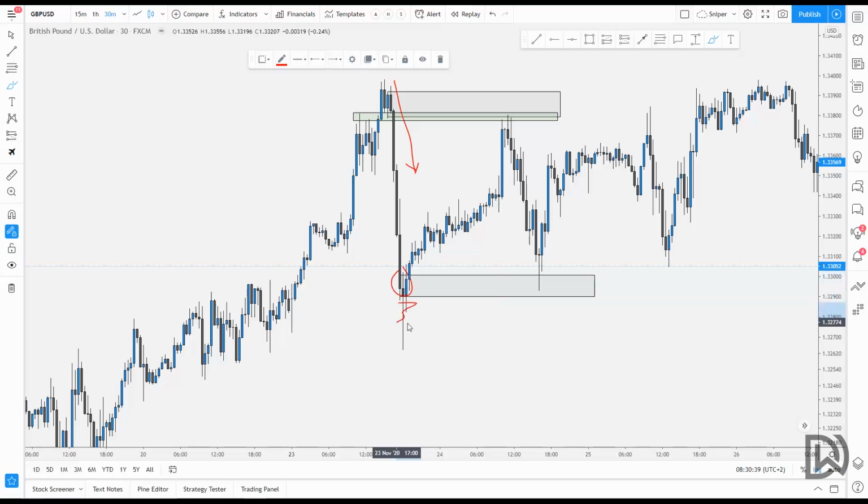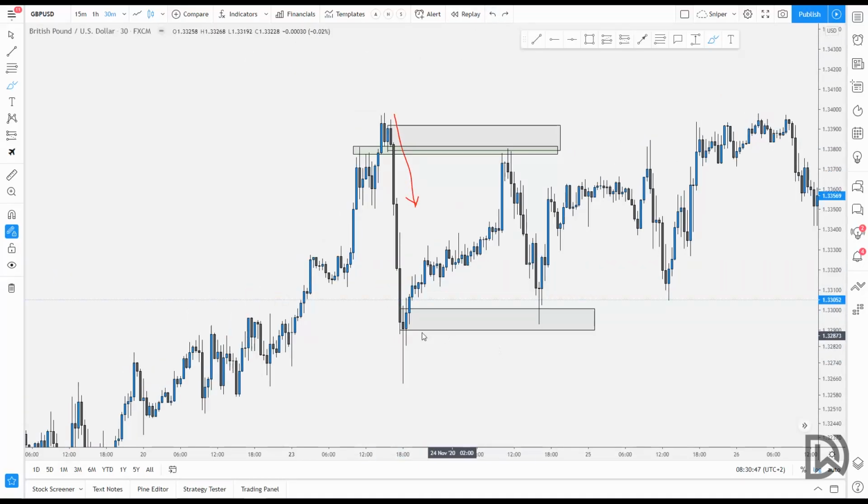I ignore this wick because the majority of what I'm looking at is in the body and the top wick in this area. Sorry, I'm just messing up here. I'm looking at that area, and we can see how price bounces between this order block and comes back to this order block and respects this order block.